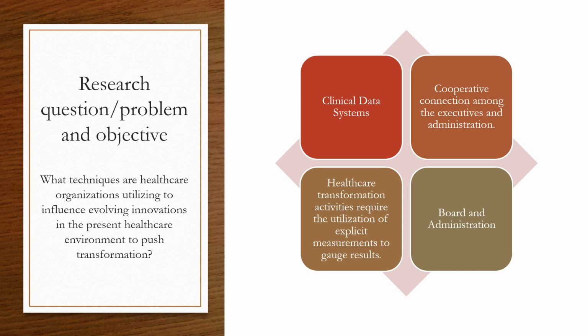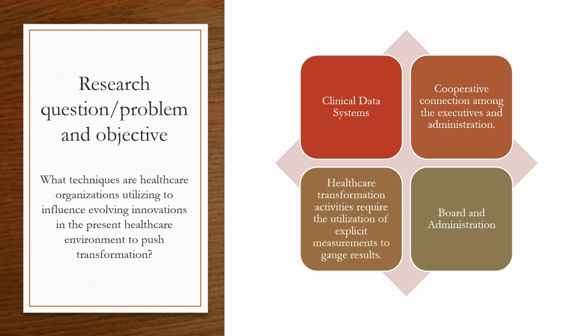Another one is cooperative connection among the executives and the administration. Like any change plan, regardless of whether the change is progressively constrained in nature, it requires cooperative connection amongst the executive and administration. The change will just happen to the extent that the supervision is upheld and engaged by the administration. But along these lines, you also got the board and the administration as well.